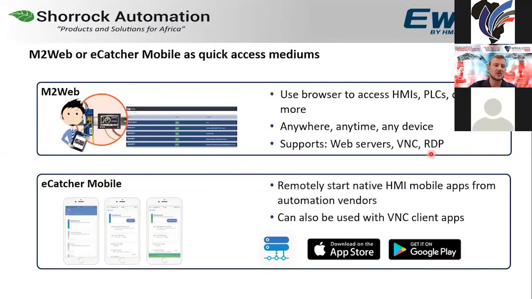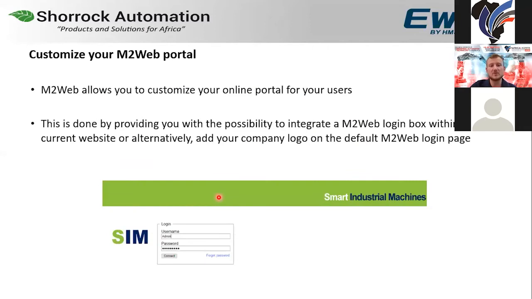Smartphones and PCs as quick access mediums. So as mentioned, M2Web, any browser which permits any device, anytime. So this allows not only opening of web service, but also VNC and remote desktop connections. Then second to that, we also have an app for this functionality called eCatcher Mobile, available for both Apple and Android. You are also able to customize your M2Web portal if you would like to have your own company logo in here, for instance.